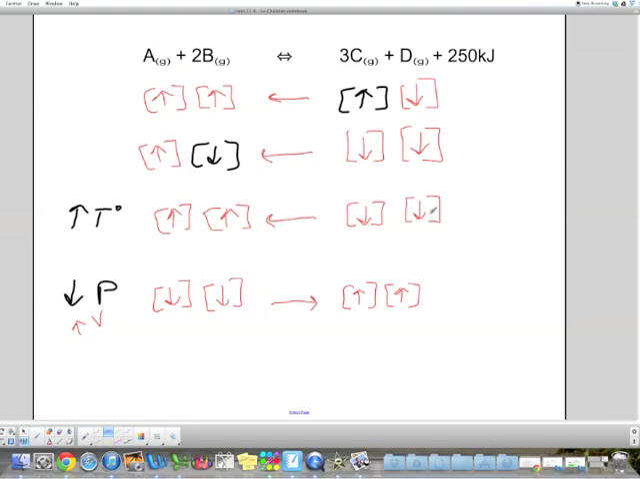So again, if you understand this and you can do the exercise on your own, then you've mastered Le Chatelier's principle.